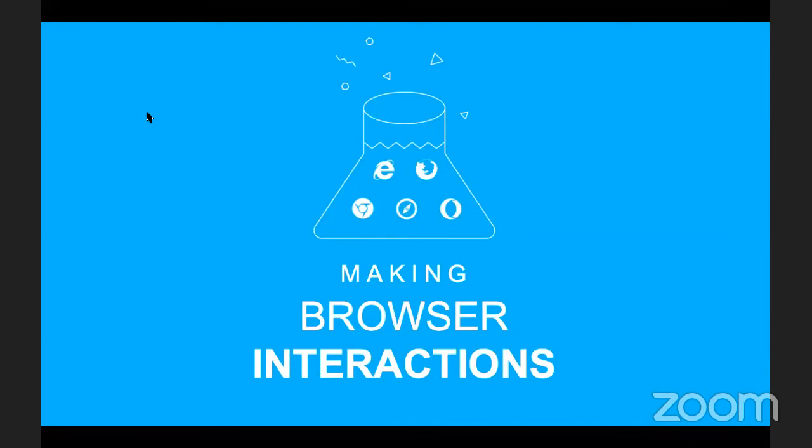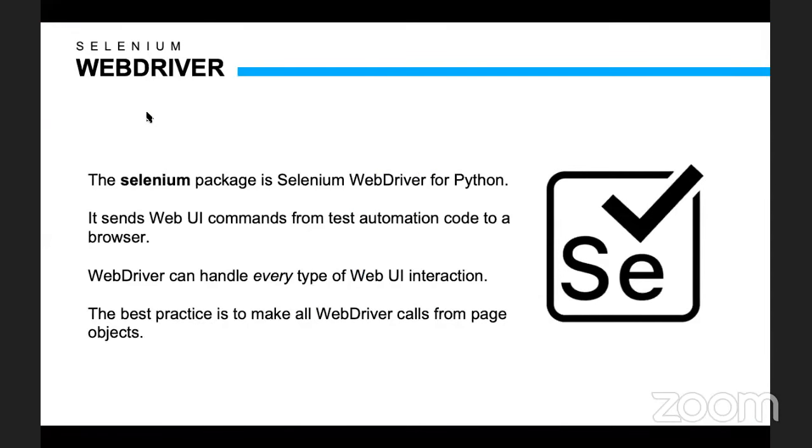Once we have PyTest in place, it's time to start making browser interactions. And that's where we use Selenium WebDriver. Selenium WebDriver, as I mentioned, is the free and open source package that is the de facto standard for black box web UI automation. It has language bindings in all the major programming languages: Java, C#, Ruby, Perl, and also for Python. The Python package name is lowercase selenium.